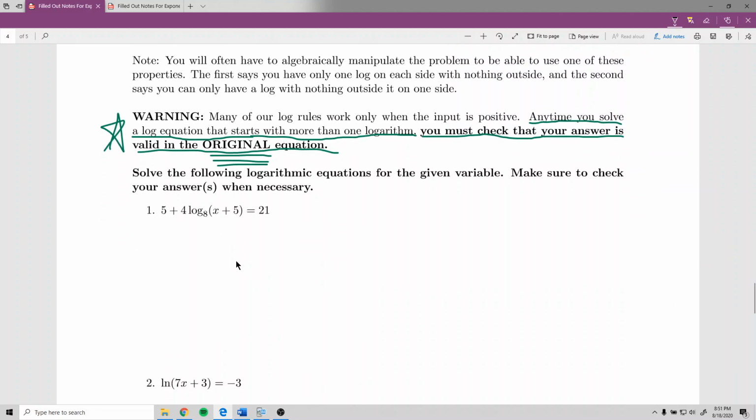All right, so the first one here, it says solve the following logarithmic equations for the given variable. Make sure to check your answers when necessary. Your homework does not say this part. That's just me reminding you of what I just wrote. All right, so the first one, you got 5 plus 4 times log base 8 of x plus 5 equals 21. Now it looks like a lot for the first one, but we want to focus on getting the log part by itself.